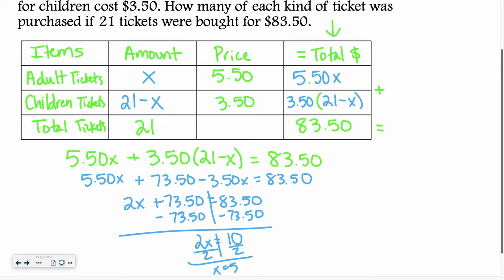Now if I go back to my table, what did x represent? x represented the number of adult tickets. So we know 5 adult tickets were purchased. And then if I asked how many children tickets were sold, you would do 21 minus 5, and you would know that that is 16 children tickets.